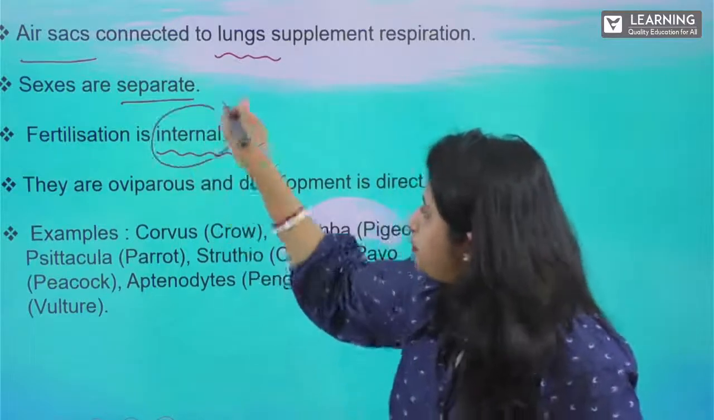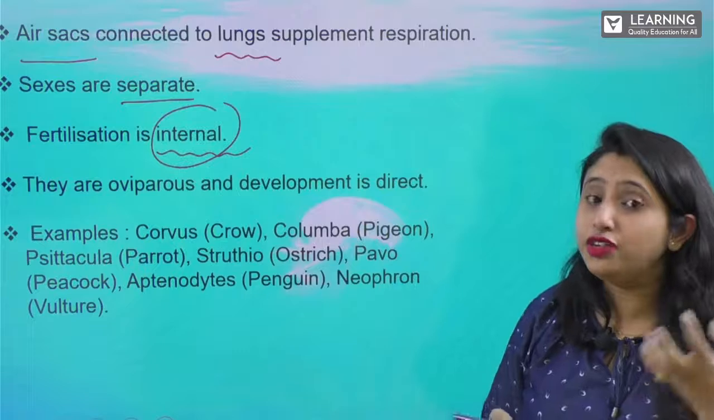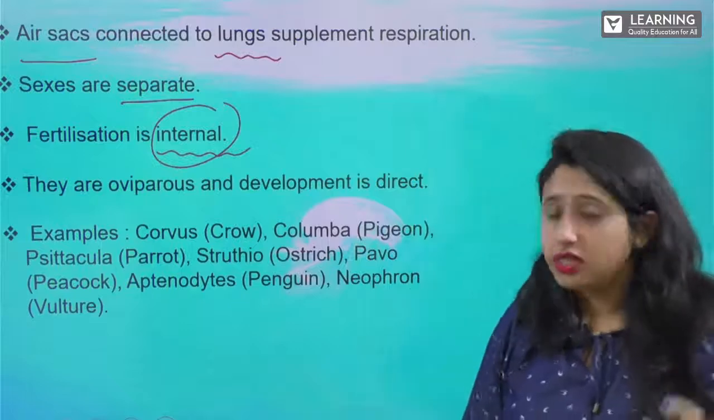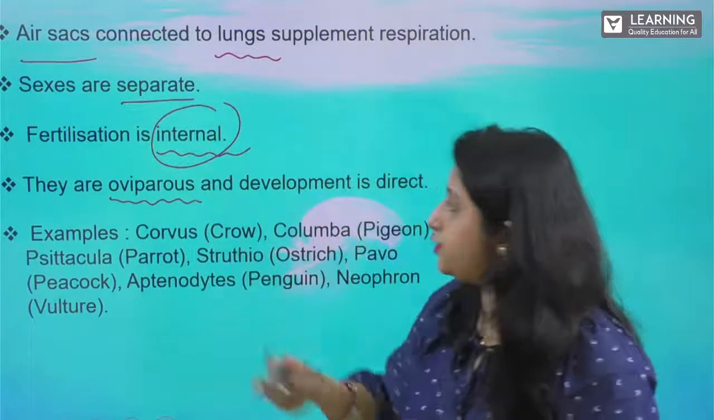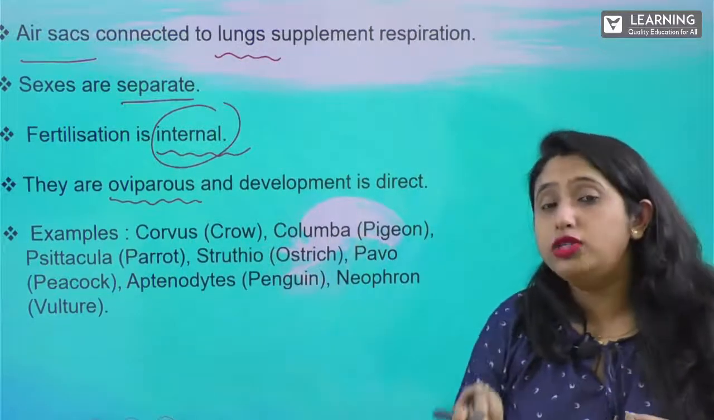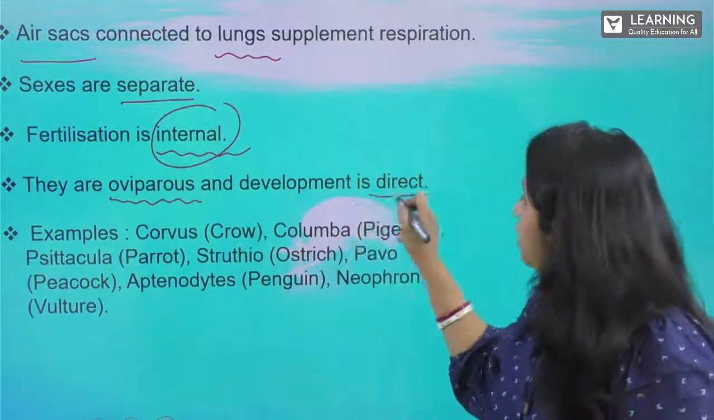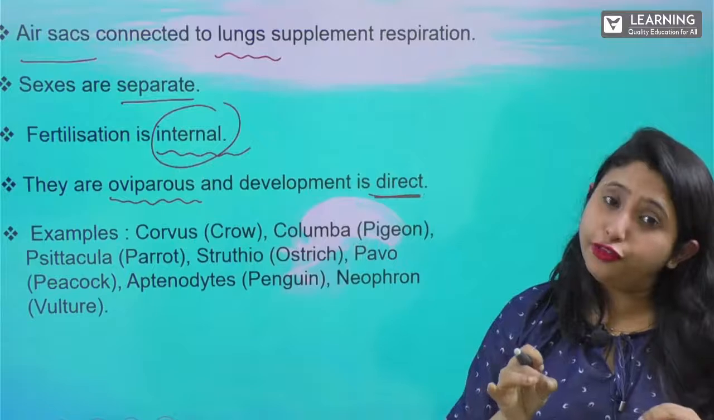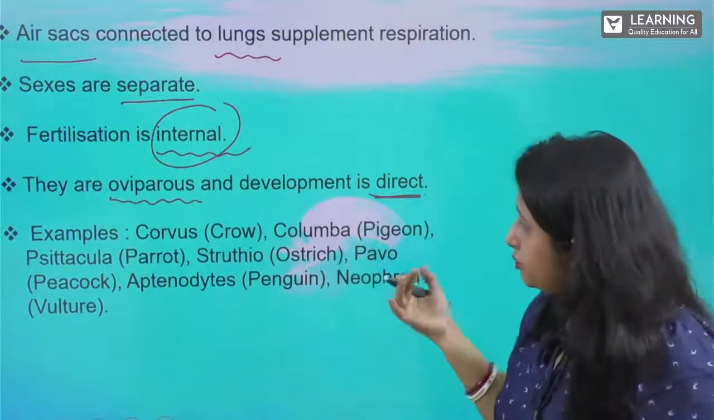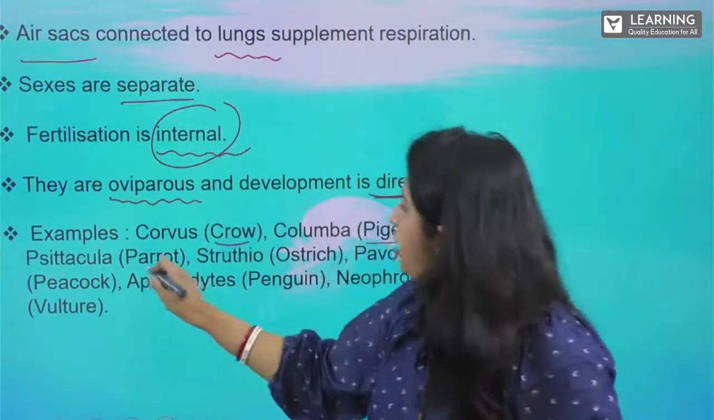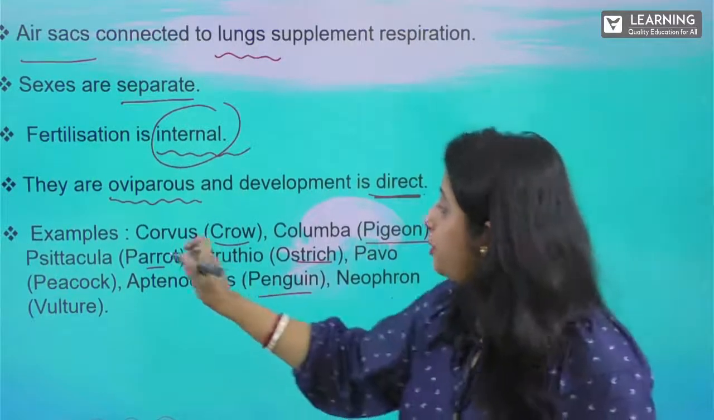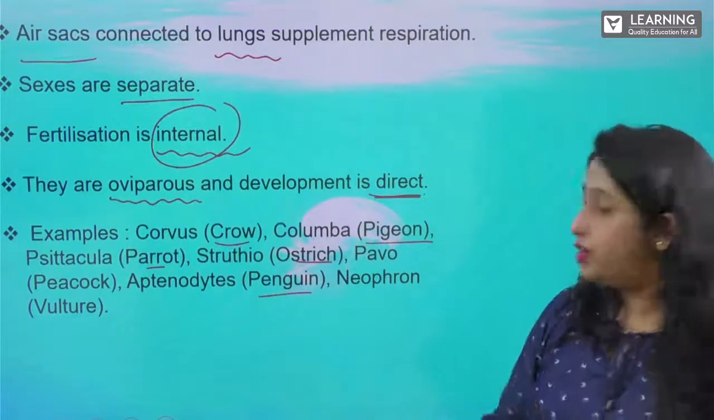So it is internal. But in case of birds, you will see that the babies are developing from the eggs only, isn't it? So it is oviparous, right? That is, the babies are developed outside the body. And the development is direct. That is, the baby of the bird will be exactly like the parent, right? Crow, pigeon, parrot, ostrich, penguin, all these are examples of birds, and you have to remember the scientific names, okay? It will come in your exam.